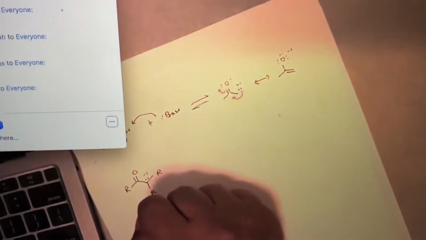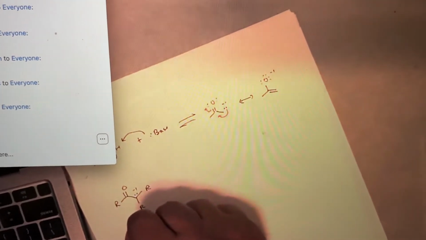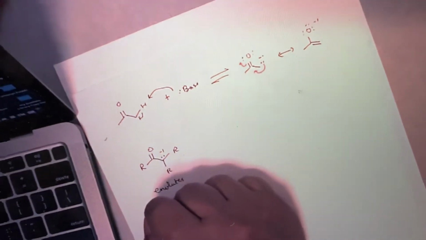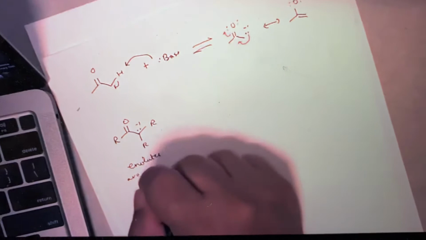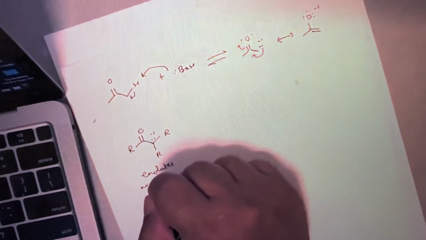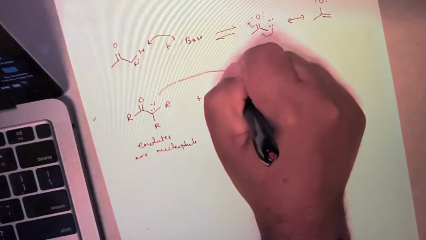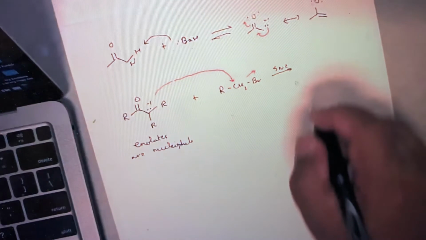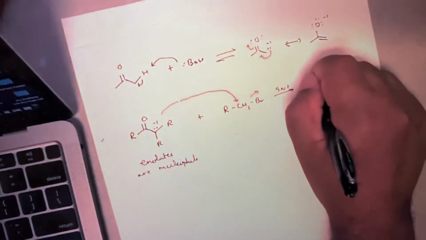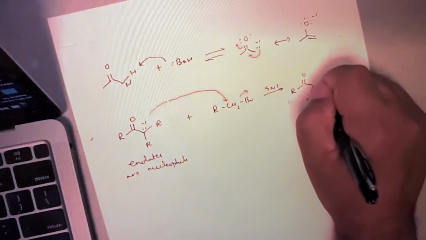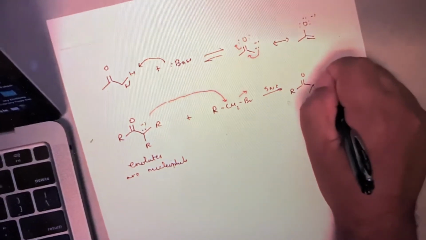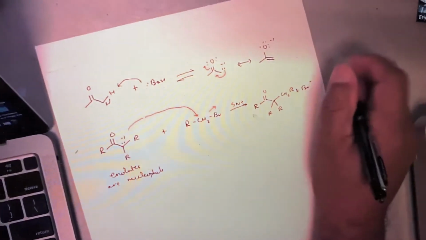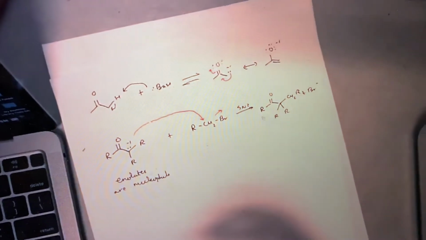So if I take a primary alkyl halide, this will do an SN2 reaction. So again, I'm going to just push my arrows for you. Nucleophile going to the electrophilic center with this guy leaving. I make this system here. So that was chapter 22.